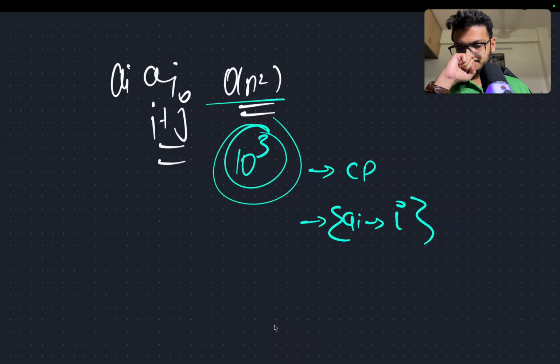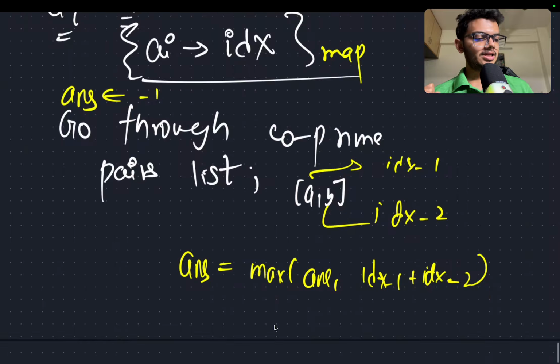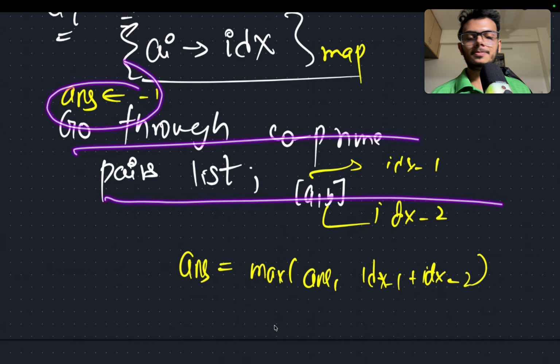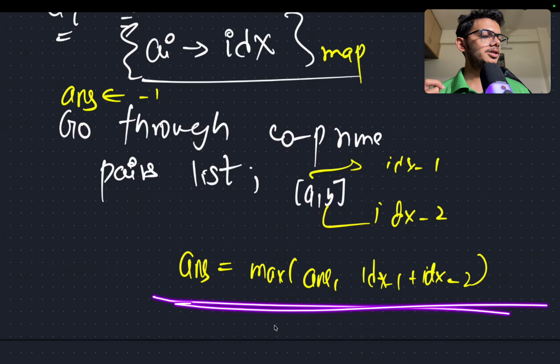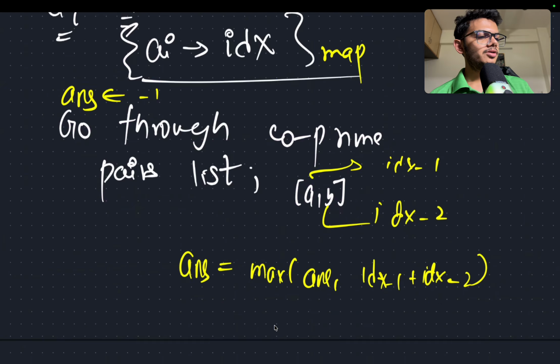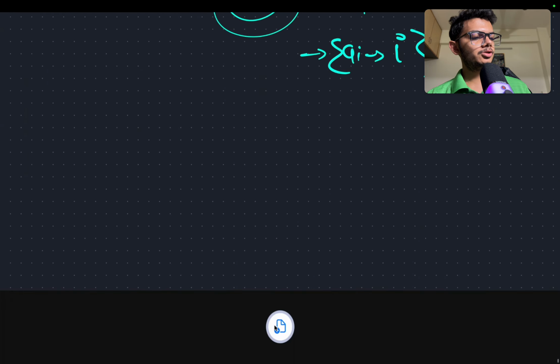And now to get my answer, I can initialize my answer to -1. I can go through all the possible pairs. And if I have valid indices for a given pair in my array, my answer can be updated like this. Okay. What is the time complexity here? Can you quickly tell me?